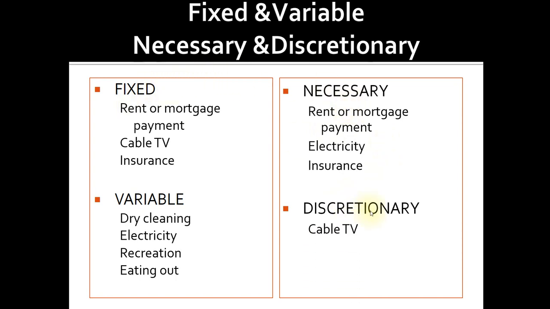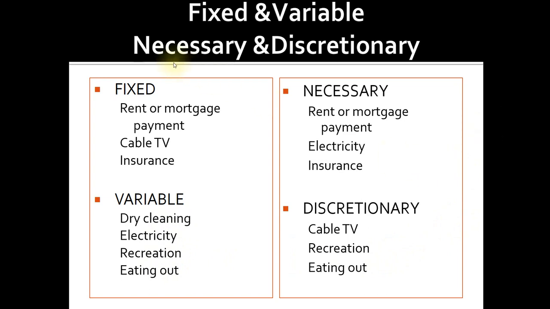Now let's take a look at discretionary. Now discretionary expenses are expenses that we have disposable income that we can utilize and we can spend it how we want. So cable television is a discretionary fixed expense. Recreation is a discretionary variable expense. Eating out is a discretionary variable expense.